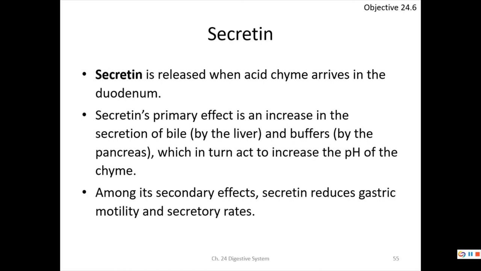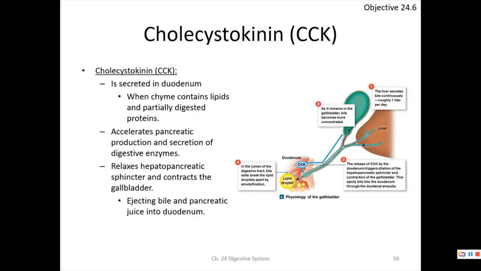Cholecystokinin. When there are lots of lipids and partially digested proteins that end up in the duodenum, and all this fat droplet, you will take the fats and that will cause the duodenum to release CCK, and CCK will actually contract the gallbladder, squeezing out the bile, and relaxes the hepatopancreatic sphincter. And so it also accelerates pancreatic enzyme production, stimulates the pancreas. It relaxes the pancreatic sphincter and contracts the gallbladder.